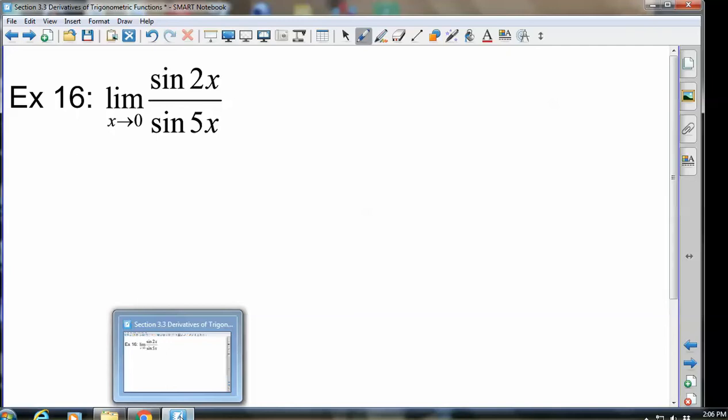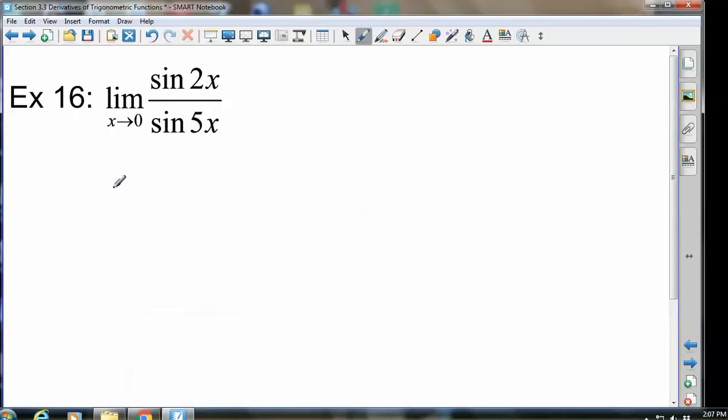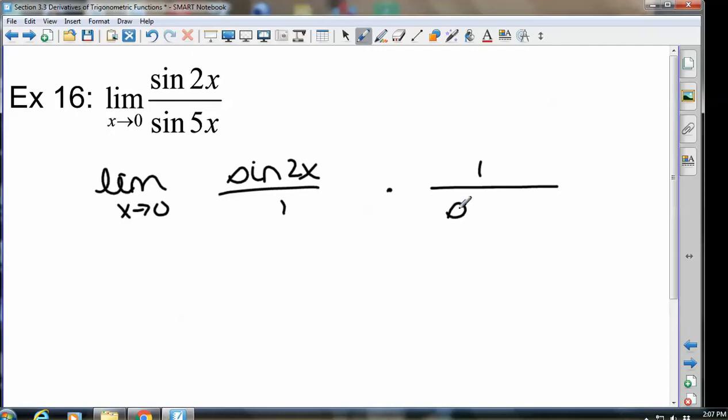If I just plug in 0 right now, we just have 0 over 0, right? But you don't have an equation to do both sides. So whatever we do has to be legal. You could take them apart as writing it sine 2x, let's say over 1, and 1 over sine 5x. That's legal. What would you do with 1 over sine 4x?